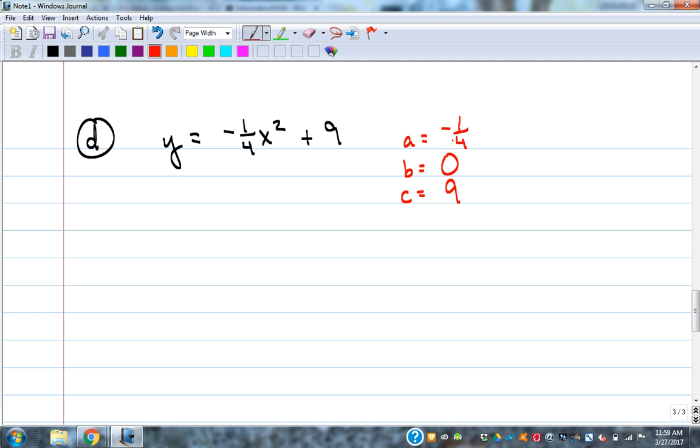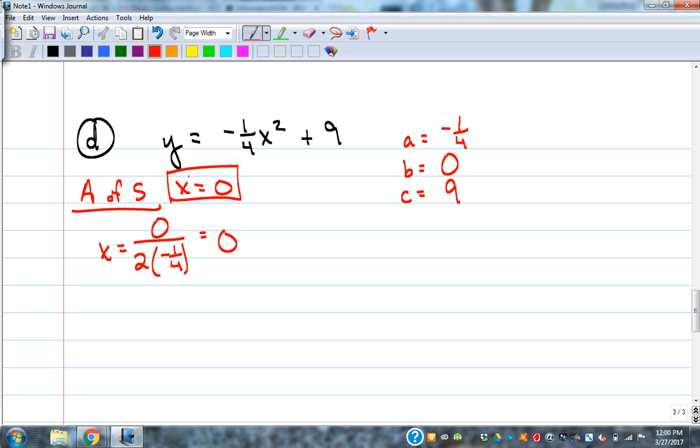It's one less multiplication we have to do because when we go to find the axis of symmetry, negative 0, there's no such thing. 0 is just in the middle. It's not positive or negative. So it's just 0 divided by 2 times negative 1/4. Well, 0 divided by anything is 0, always. So the axis of symmetry is at x equals 0. That makes the vertex pretty easy on this one because the x value of the vertex is 0.